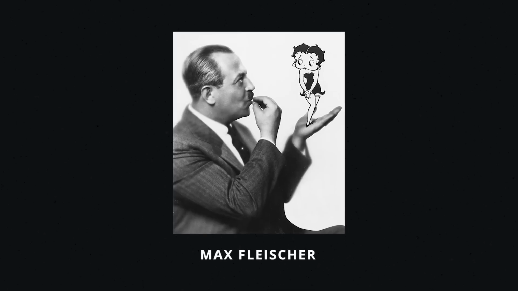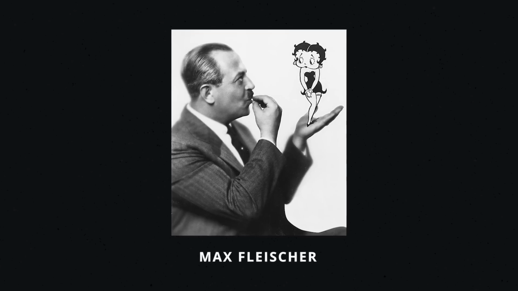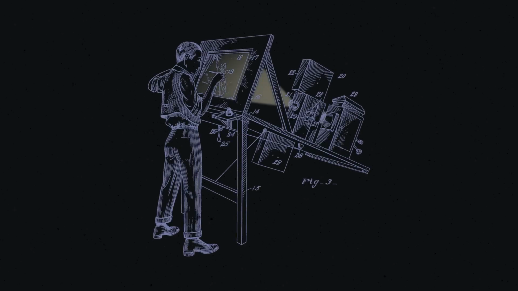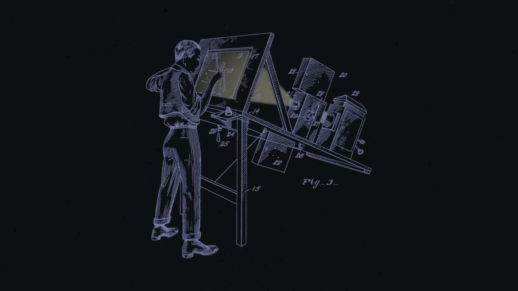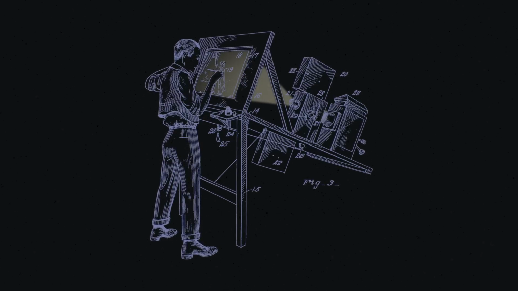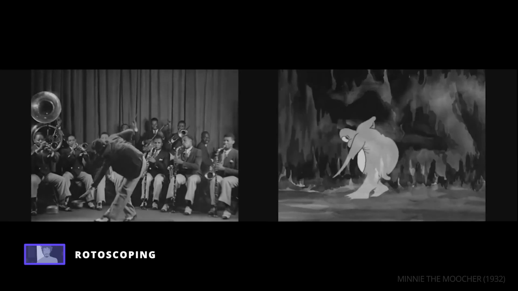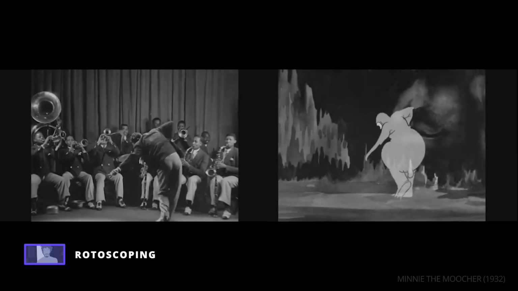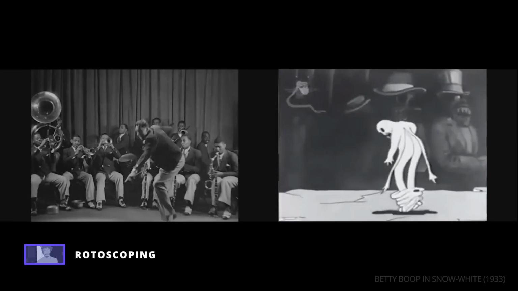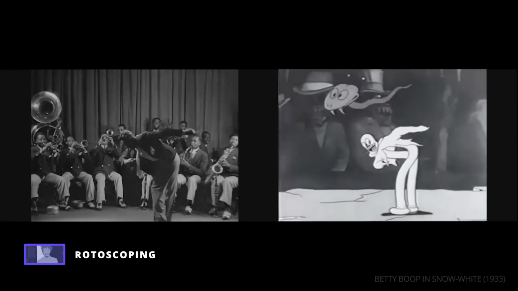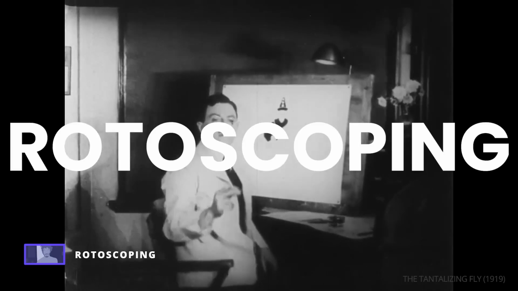Animator Max Fleischer presented a solution with a technique he quickly patented. He would project live-action footage onto a translucent easel and draw a silhouette of the subject, otherwise called a matte. This allowed him to mimic realistic movement while still being able to put the subject in any context. He called the process rotoscoping, and he employed it throughout his groundbreaking Out of the Inkwell series.